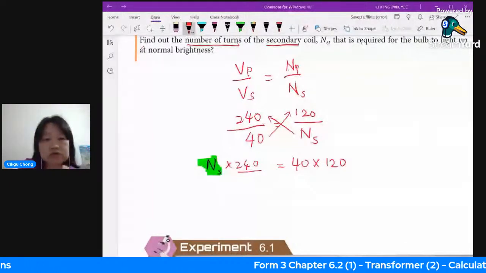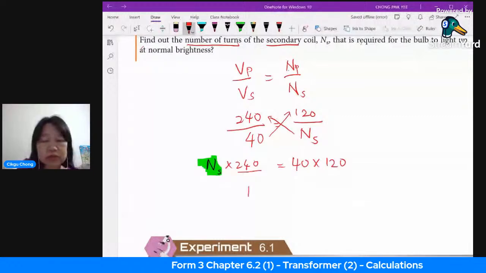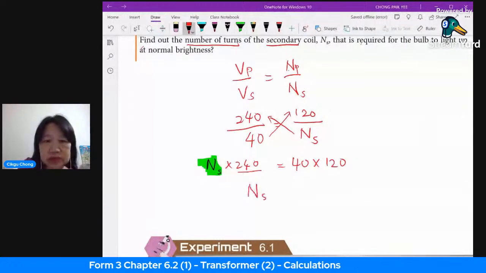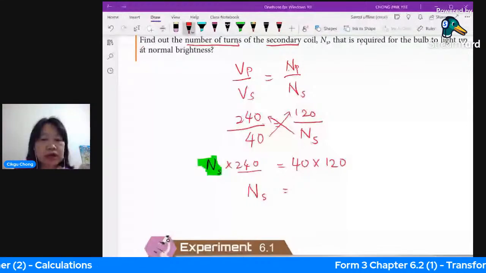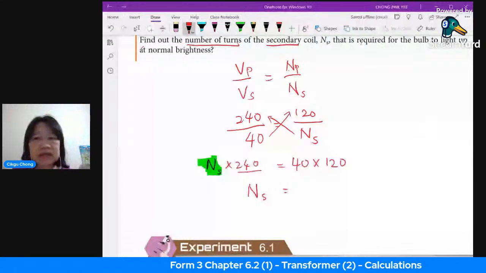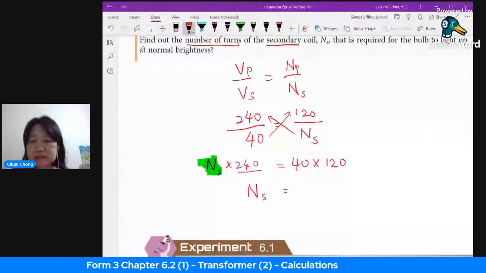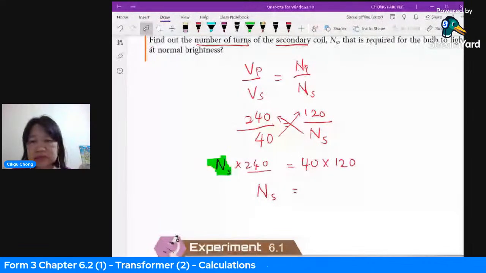What happens when I throw it to the other side? All right, it is the reverse operation. So this is times 240. When I throw it to the other side, it becomes a divide. Okay, I'm sure you've done this many times, millions of times in your mathematics. So your mathematics will come in handy in science. So make sure maths and science always go together.